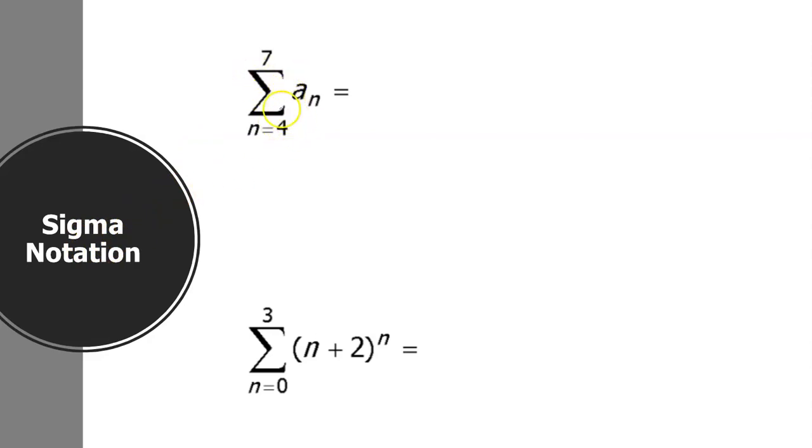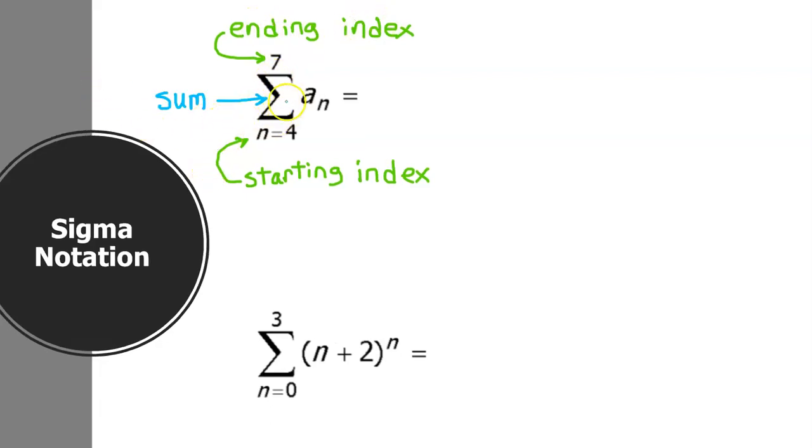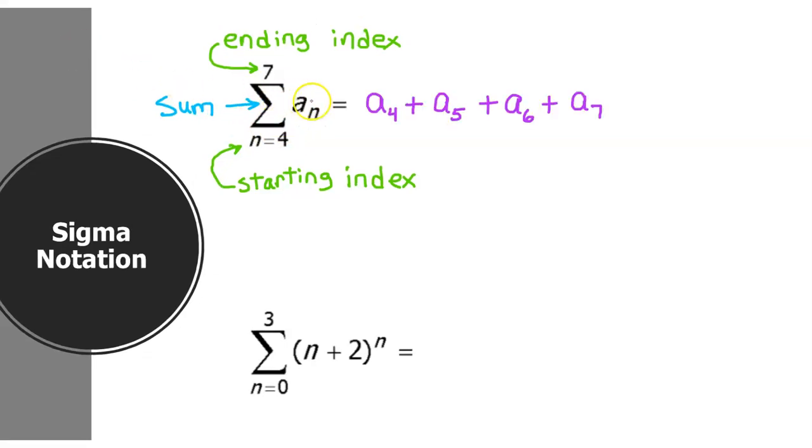This big letter that looks like an E is the capital Greek letter sigma. The n equals 4 at the bottom means that 4 is the starting index, and the 7 at the top means that 7 is the ending index. In math, the sigma itself means sum, so we're going to be adding something. This expression represents the sum of all terms a_n, starting with a_4 and ending with a_7. a_n represents some type of rule.